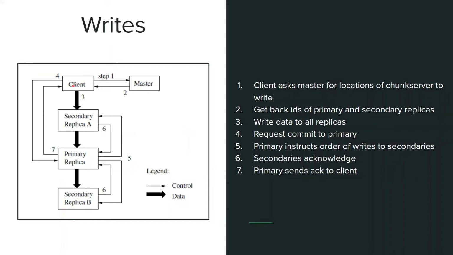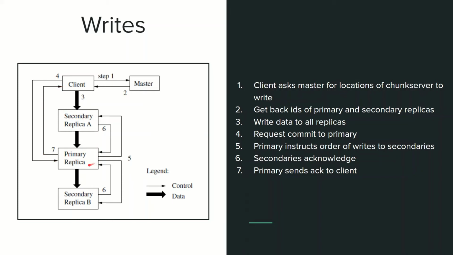So first step is that client will ask the master for an empty location, so any chunk server that the client can store the file to. Master will send the IDs of the primary and secondary replicas at which the client can store the chunks. Next, client will write the data to all these replicas. Now it is at this stage the data has only been written and not committed. Then it will request commit to the primary.